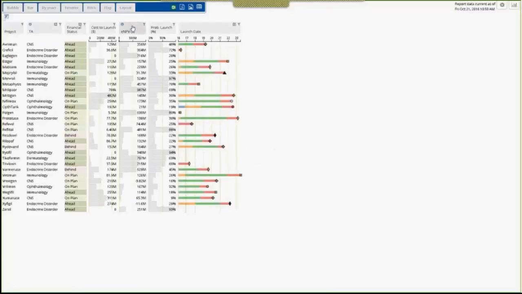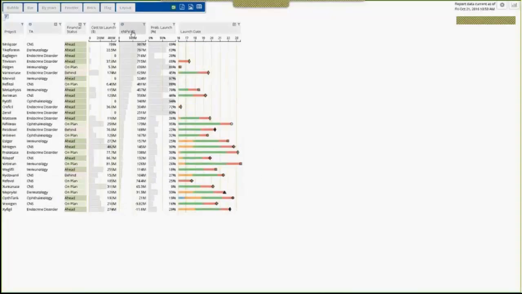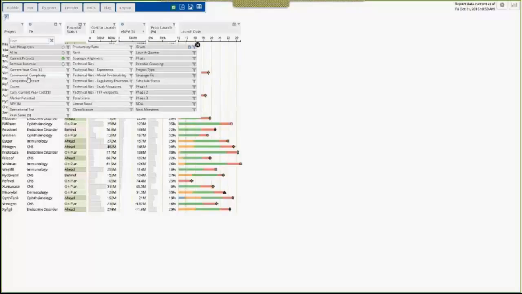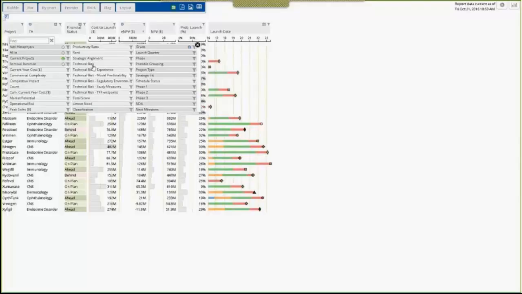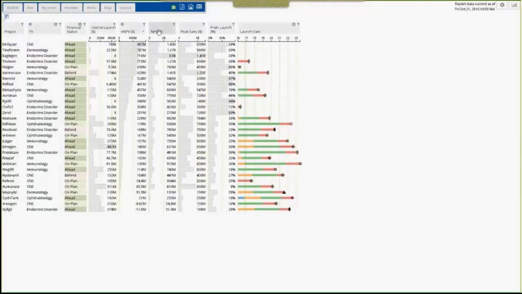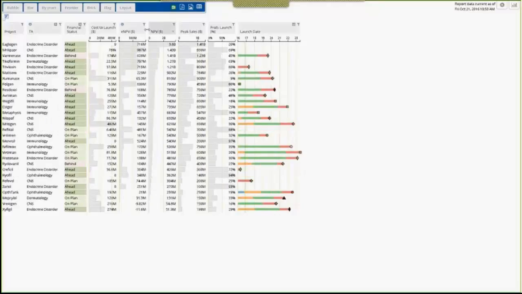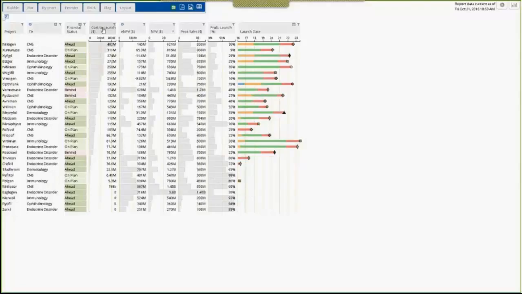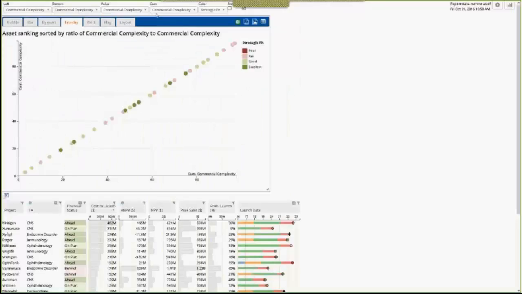So we can look, for example, at goodness, and we can sort by the highest ENPV projects, or we can bring in a non-risk adjusted NPV, or we can bring in a peak sales value. And we can look at those, sort by those, but we don't have a sense of is it affordable or not with respect to our cost to launch. And this is where we need to bring in a productivity metric.